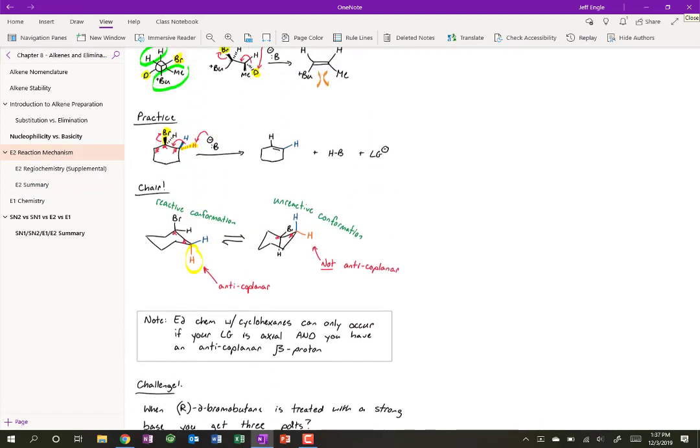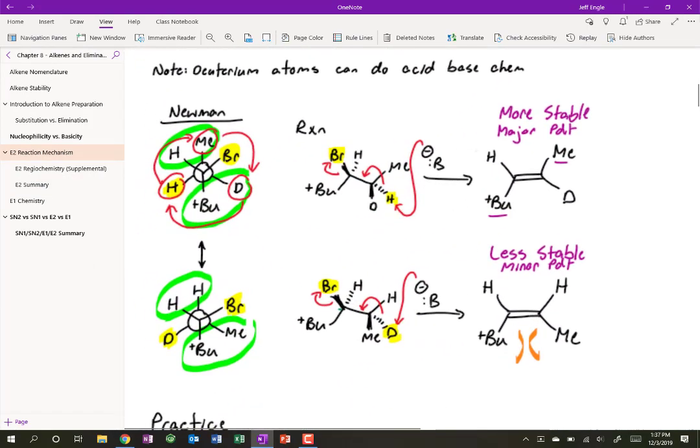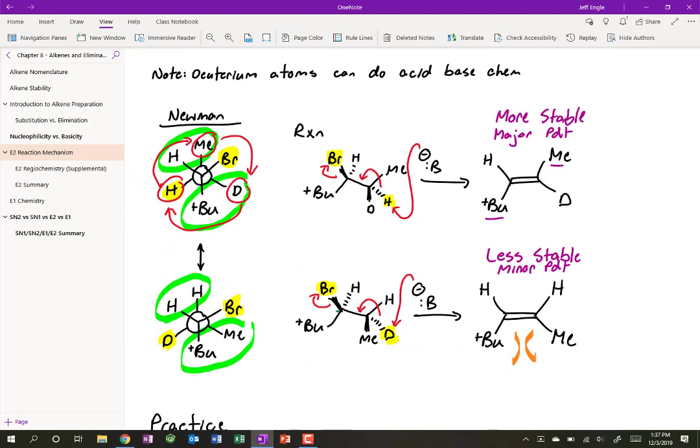So in that case, if you're making an E or Z product, what you may need to do is something like we did here, where we did a Newman projection, twisted it until we found an anticoplanar beta proton, and then circled the groups on each side to determine which product we were going to get out. So you may have to do that.